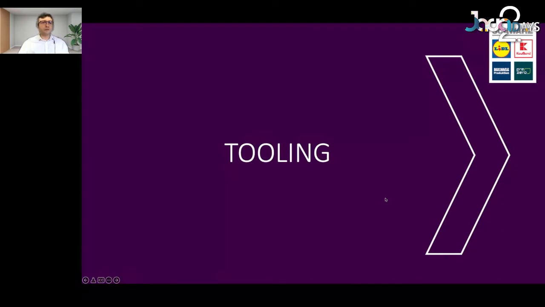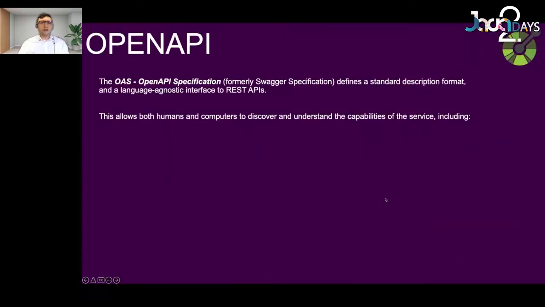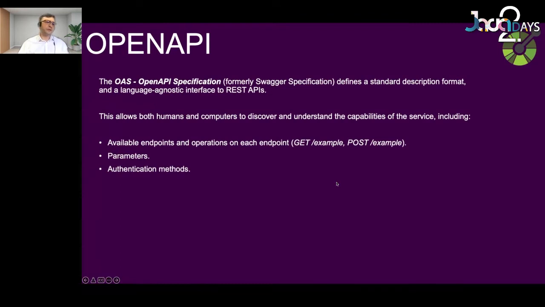Now, we're going to need the right tools for the job. And the first tool we need is an OpenAPI spec. So OpenAPI specification, formerly known as a Swagger specification, defines a standard description format for APIs. So that's all the available endpoints, parameters, authentication methods, contract information, and can be both in YAML or JSON.